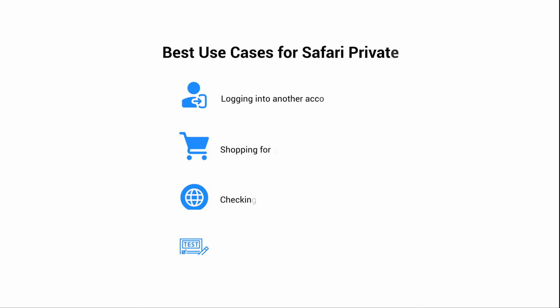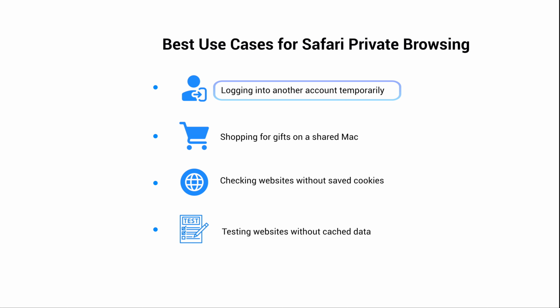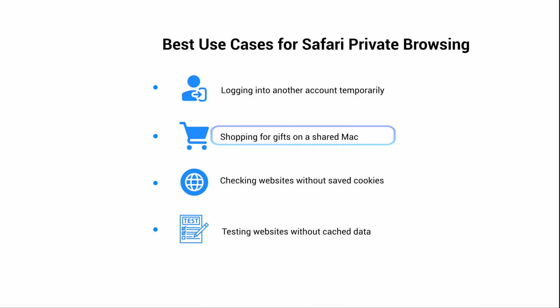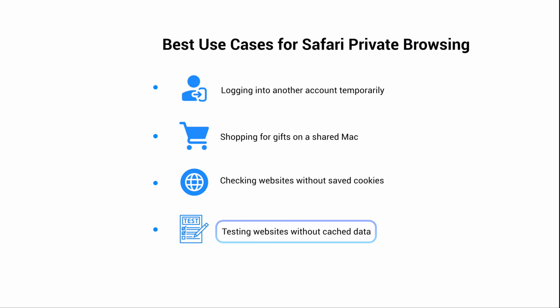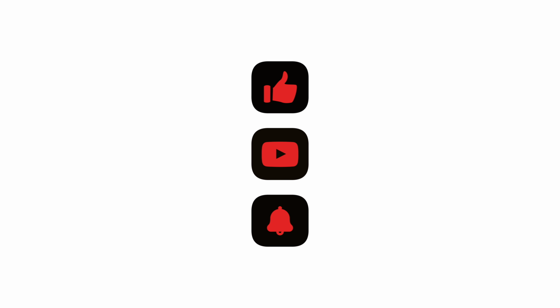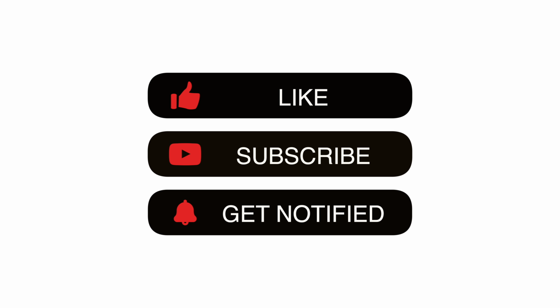Some of the best use cases for Safari private browsing include logging into another account temporarily, shopping for gifts on a shared Mac, checking websites without saved cookies, and testing websites without cached data. And that's it. You now know how to browse privately in Safari on Mac, how to open an incognito window, use private tabs, and understand exactly what private browsing does and doesn't protect.